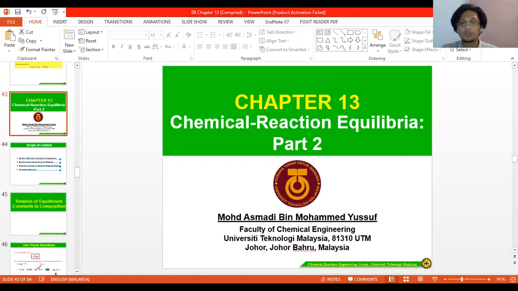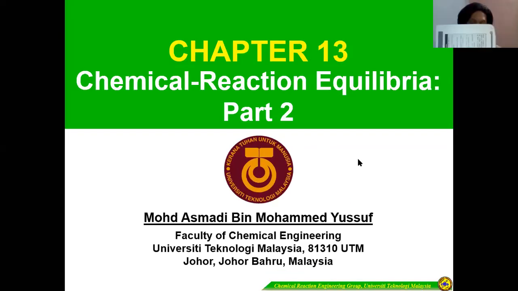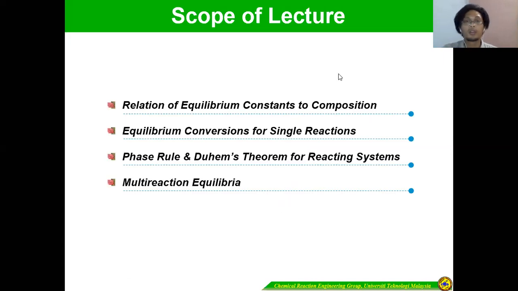So let's continue. Once we determine the K constants, what is actually the application of the K constants? We want to know the relationship between composition and the K constants. You have to remember that one because it is going to affect the composition greatly, whether it is a spontaneous reaction, shifts to the right, or is reversible. So this is the scope: the relation of the equilibrium constant to the compositions.